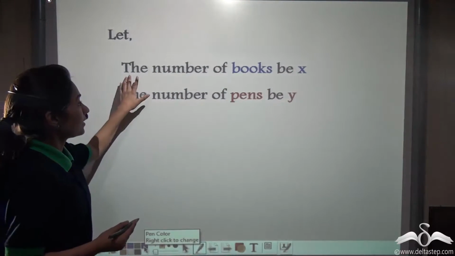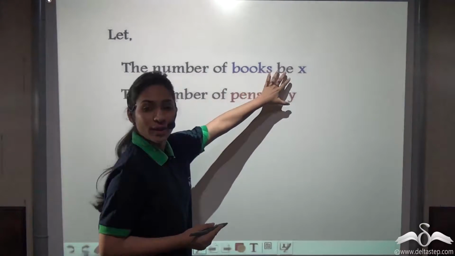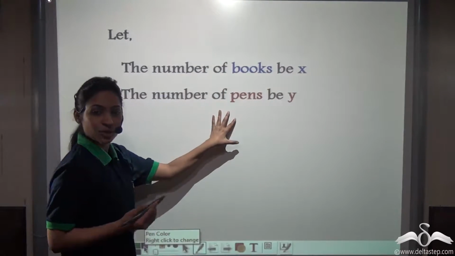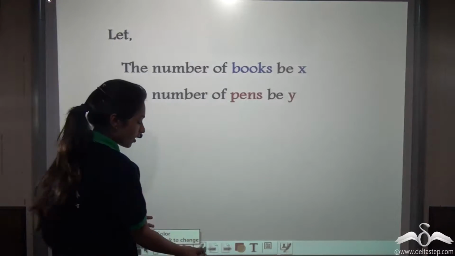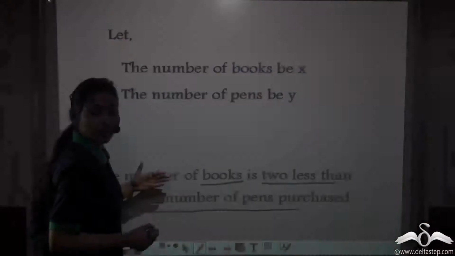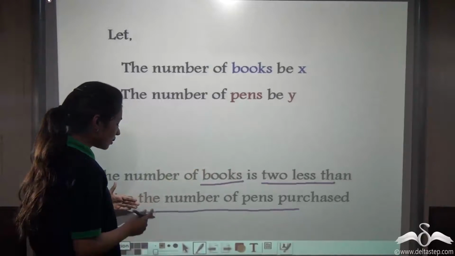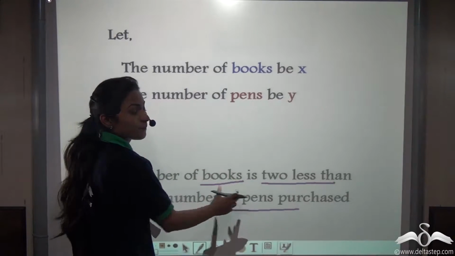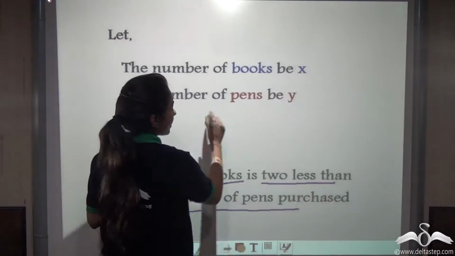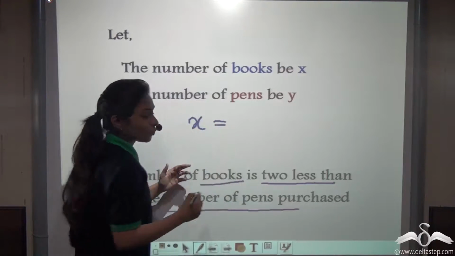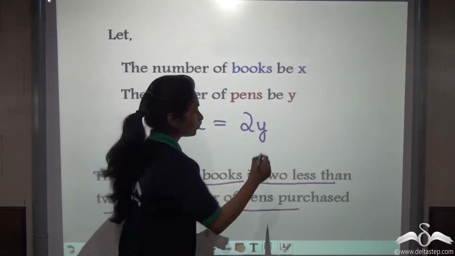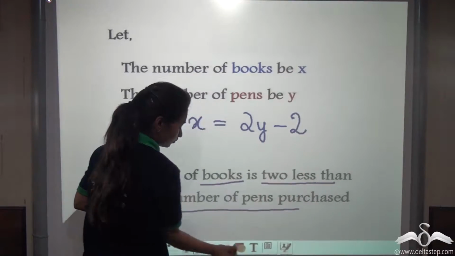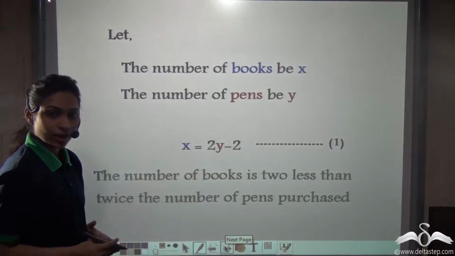Now, let us take the number of books to be x and the number of pens purchased by Shreya to be y. Now, the first information she gave her friends is the number of books is 2 less than twice the number of pens purchased. That means x is twice the number of pens, minus 2. So, we get our first equation.